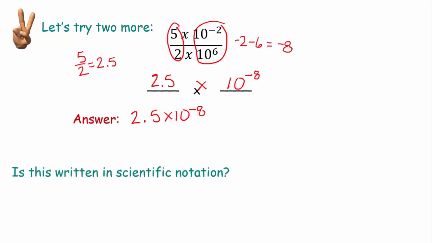Is this written in scientific notation? Well, is this number a factor that is greater than or equal to 1? And is it less than 10? Well, absolutely it is. Are we multiplying by a power of 10? Yes, we are. So we can say absolutely, this is written in scientific notation. All right, this is cool. So let's take a look at our next example.